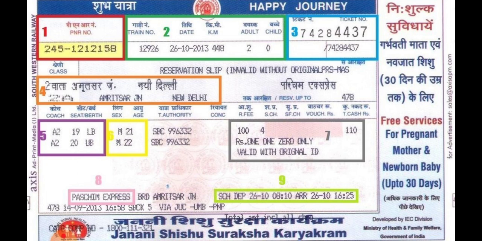Moving on to the fourth column, class, that is, what type of coach they are traveling in. It is written 2A, which means second AC, two tier with AC. Two tier means it will have only the upper berth and the lower berth. The middle berth will not be there.